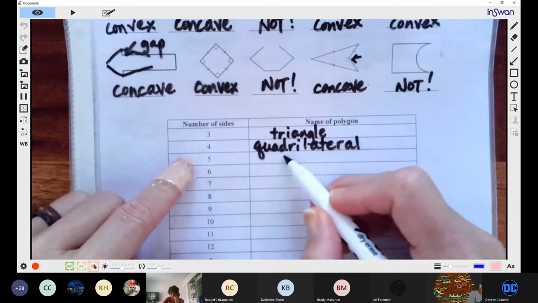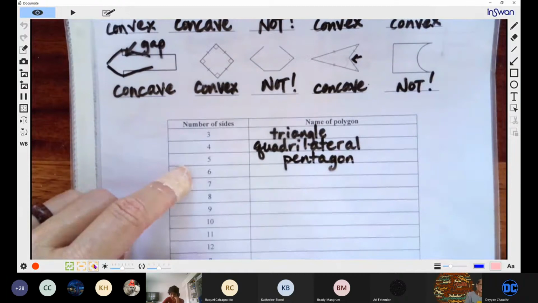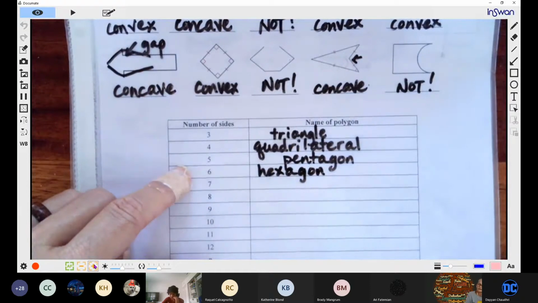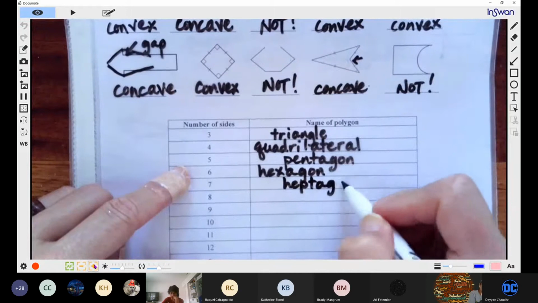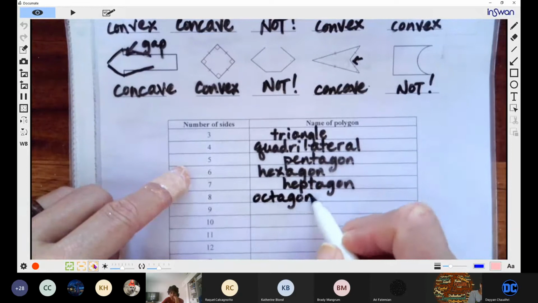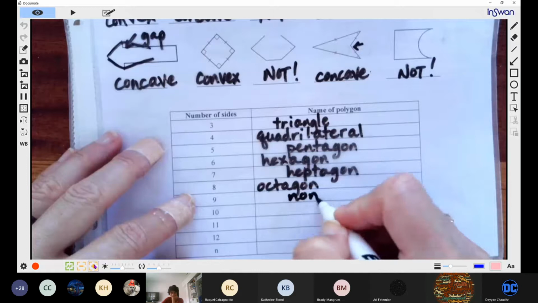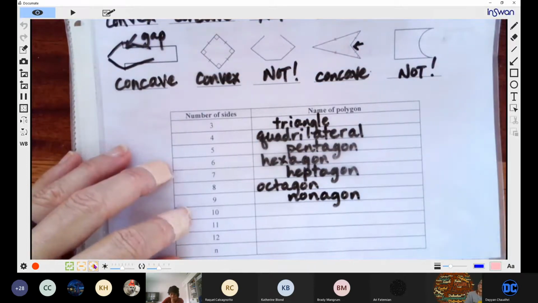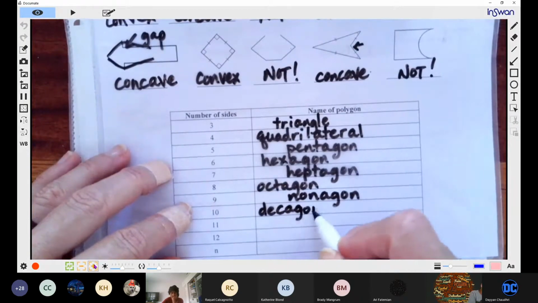5 sides, pentagon. 6 sides, hexagon. 7 sides, heptagon. 8 sides, octagon. 9 sides, this one always nonagon. 10 sides, decagon, just like a decade of 10 years.